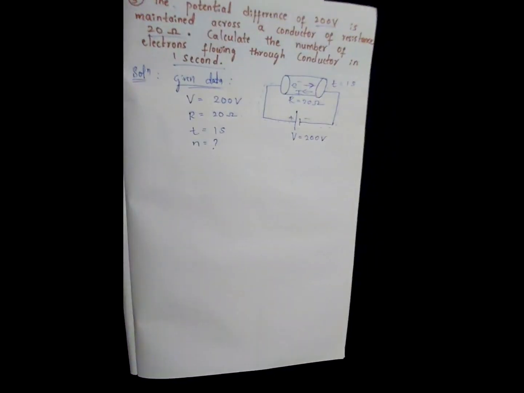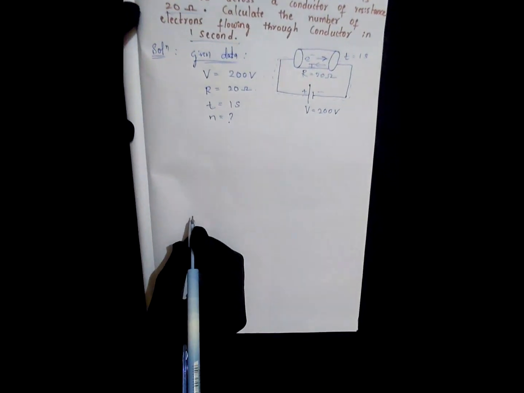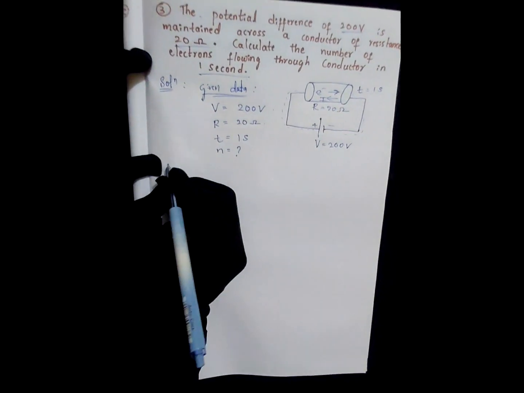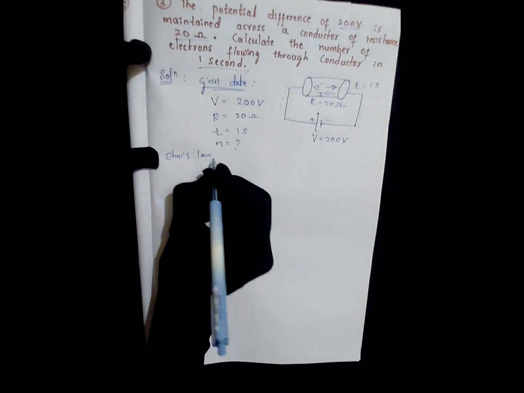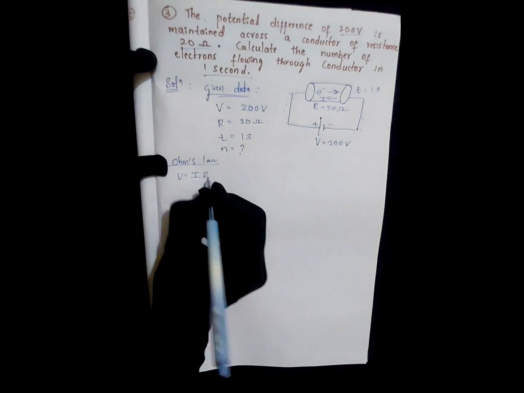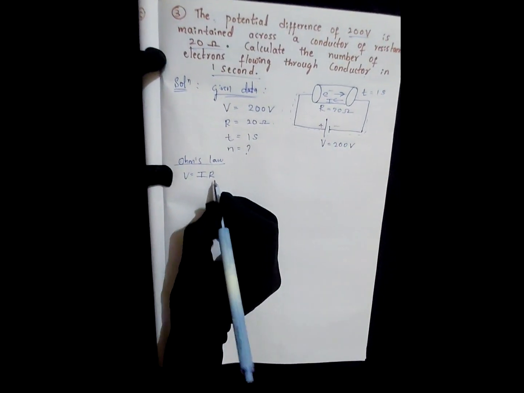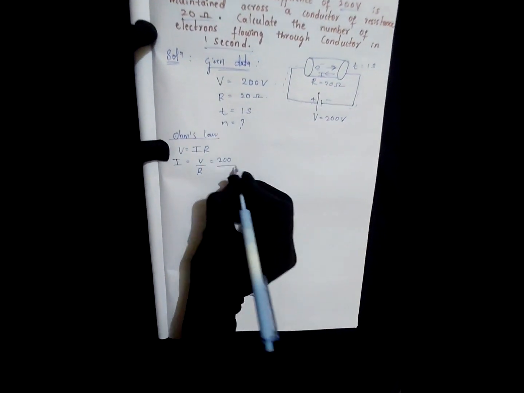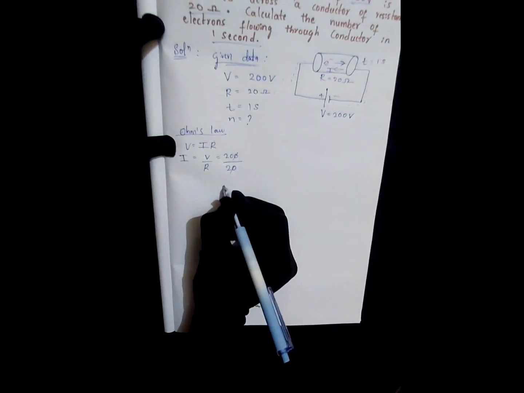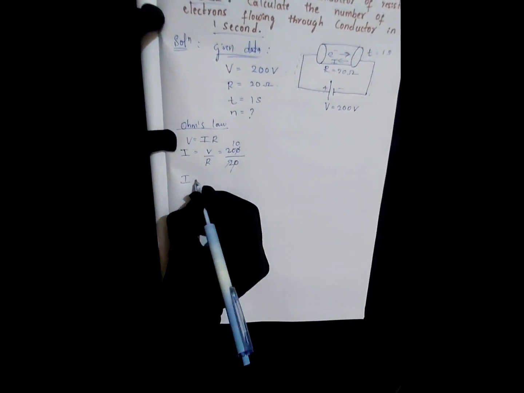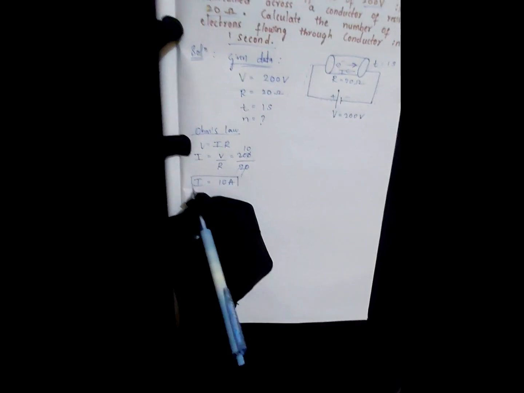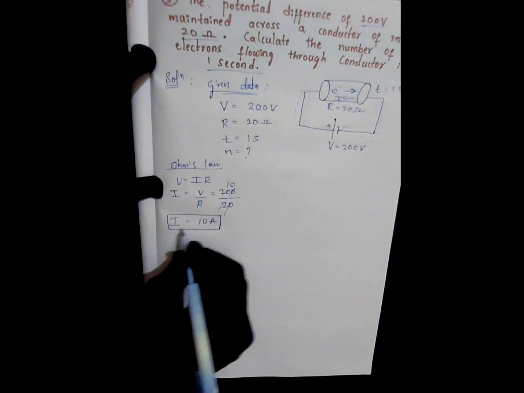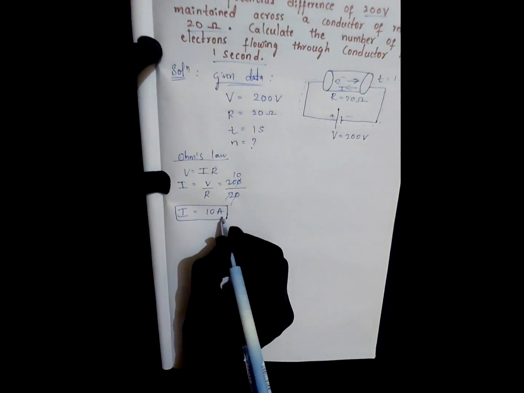Next, now we know that according to Ohm's law, the formula is V equal to I into R, where V is potential difference, I is current, R is resistance. We need to find the value of I, that is I equal to V by R. So given data, V value is 200 divided by R value is 20. The zeros get cancelled, 2 ones are 2, 2 tens are 20. Answer of current is 10 ampere. Next, we need to find n equal to question mark. First step is to find the value of current. Current value is 10 ampere.